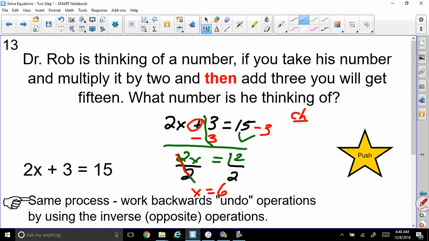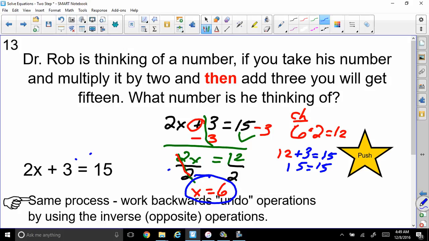You better check that. So Dr. Rob is thinking of the number 6. If you multiply his number by 2, so I'm going to multiply 6 by 2, so far I get 12. 6 times 2 is 12. And then I take my 12, I'm going to add 3. So I add 3, 12 plus 3, that'll give me 15. Hey, that does check out. So 15 is equal to 15, so it checks out. So Dr. Rob is definitely thinking of the number 6. Great work, people. If you got that one by working backwards, you are on a roll here.